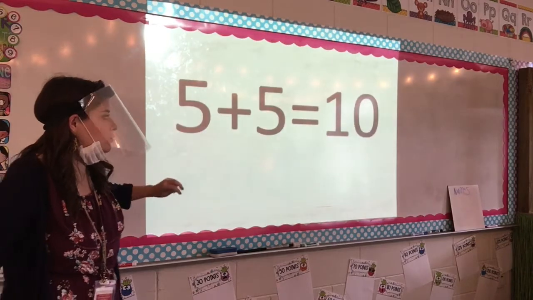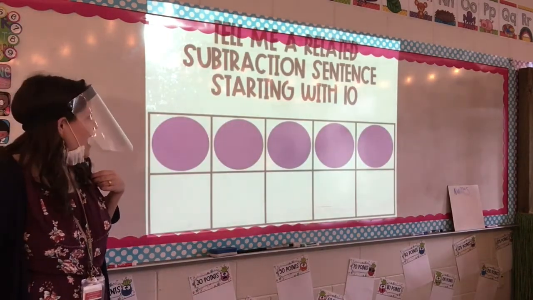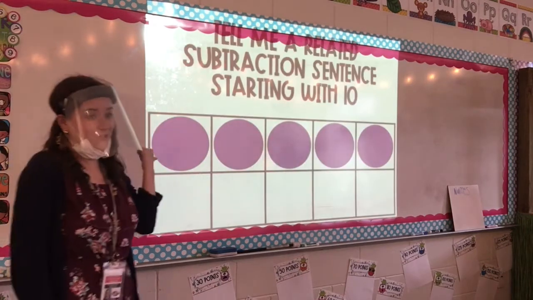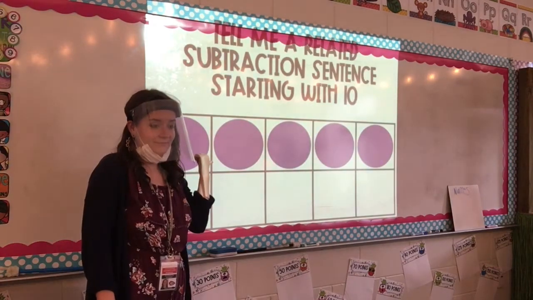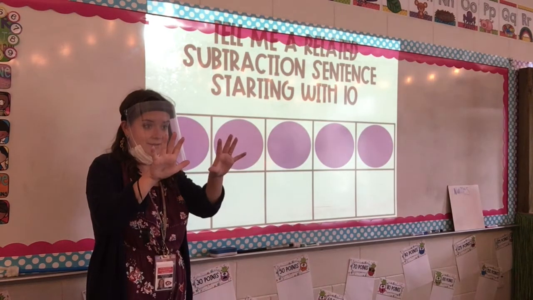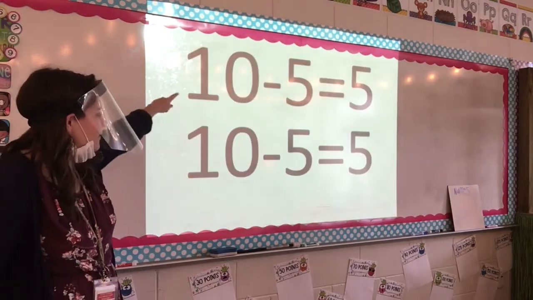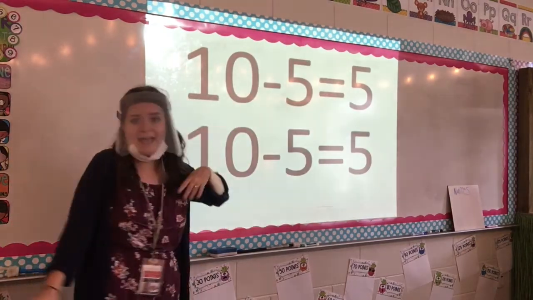So my addition sentence will look like this: 5 plus 5 equals 10. Now, Aiden, how can I make this a subtraction sentence? So you have 10, and then you take away 5. That's 5. Yes. I have 10, take away 5, and then I end up with 5.